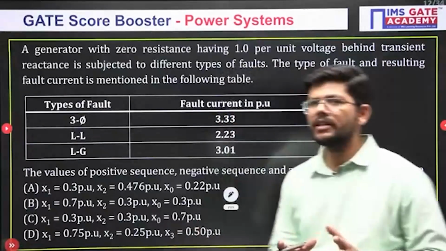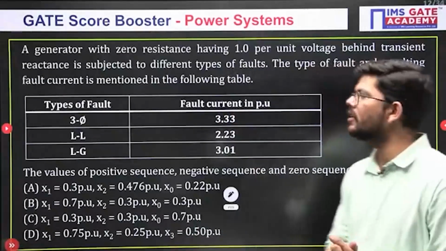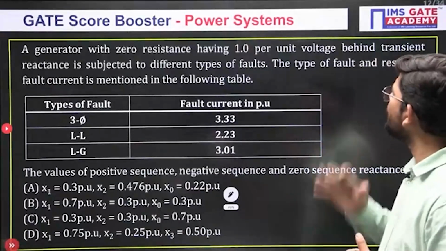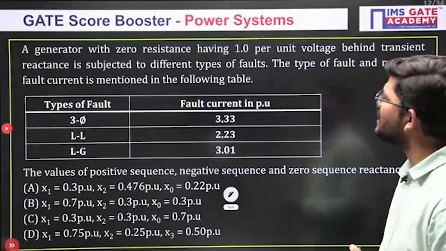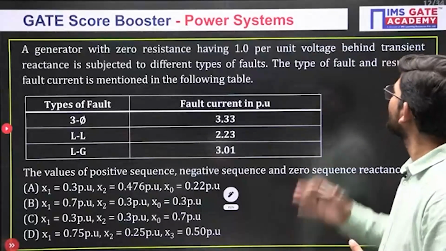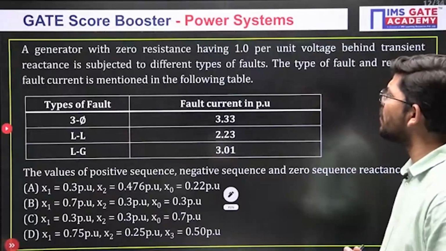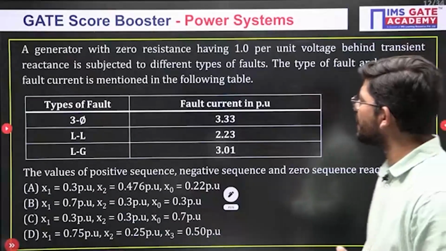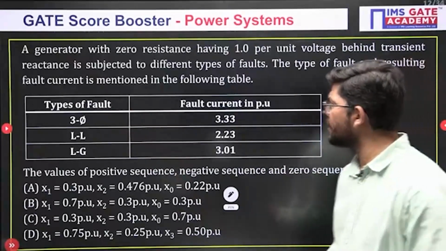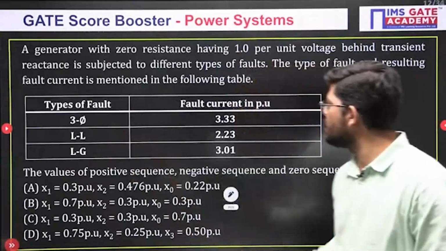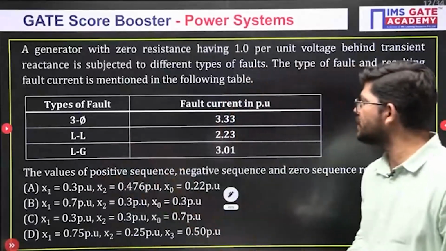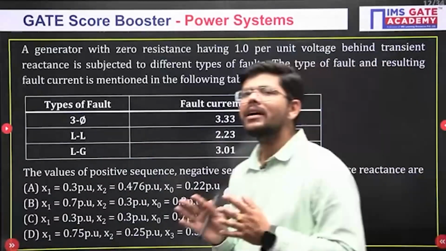So this is the first question that I'm having. Let me read it out. A generator with zero resistance having 1 per unit voltage behind transient reactance is subjected to different types of faults. The type of fault and resulting fault current is mentioned in the following table. So when we have a 3-phase fault, the fault current is 3.33 per unit. Double line and LG fault, respective fault currents are given. We have to calculate the value of positive, negative and zero sequence impedances.